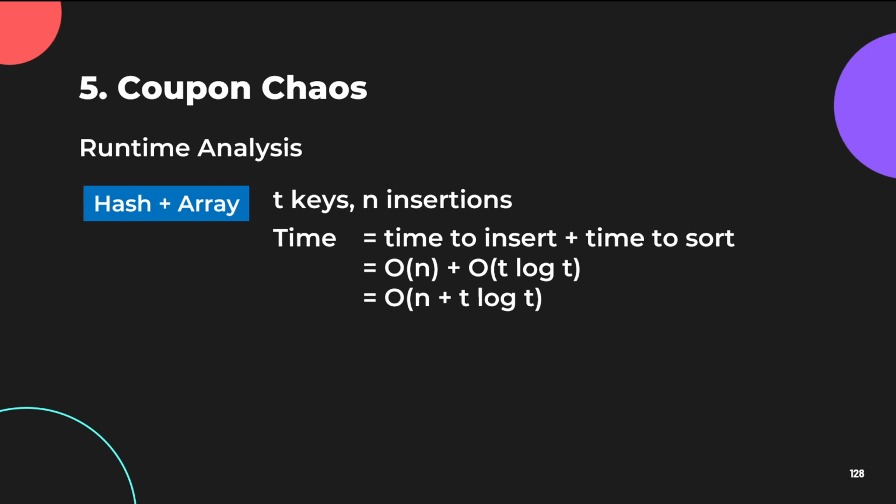Okay? But here's the catch. Since we know that t will be much smaller than n, then this will be approximately similar to O(n). Because if you have a very large n, say 1 million, but only like 5 or 10 t's, then it will be approximately equal to O(n). Okay, any questions?